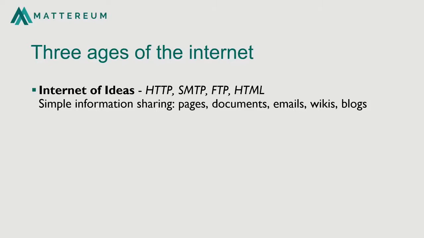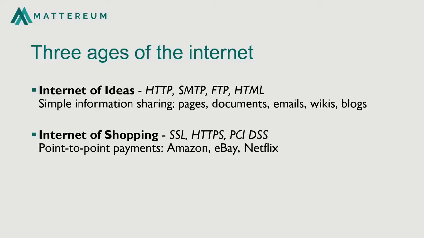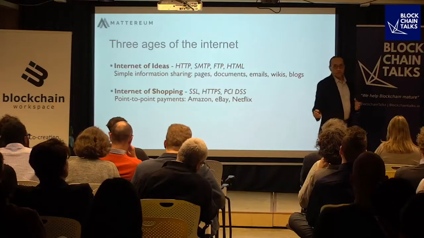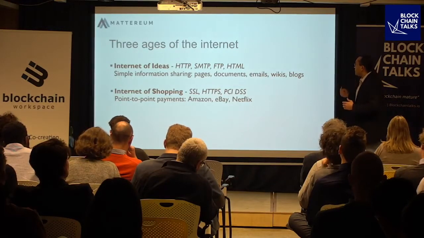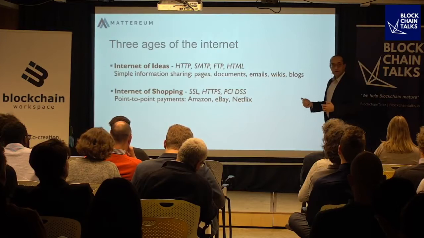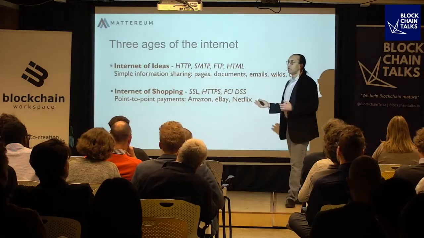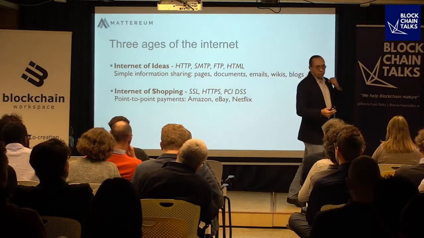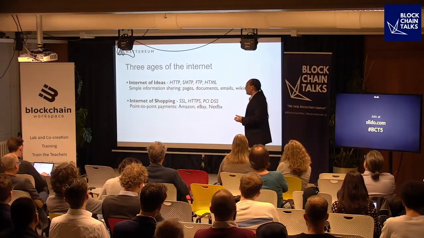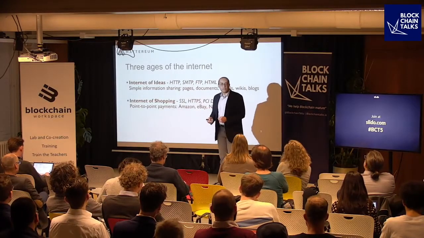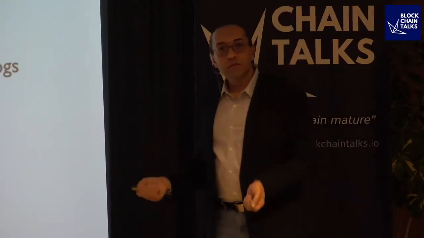And then in the mid-90s, we added just enough encryption to make credit card transactions safe-ish. And we've got the internet of shopping. So secure sockets layer, which makes HTTPS work, means that your connection to the server is encrypted. And now you can actually use your credit card online. And then we get companies like Amazon, where you send them some money and they send you some stuff. eBay, where you send them some money, they send some of it to somebody else, and that person sends you some stuff. You send Netflix some money, they show you some stuff.